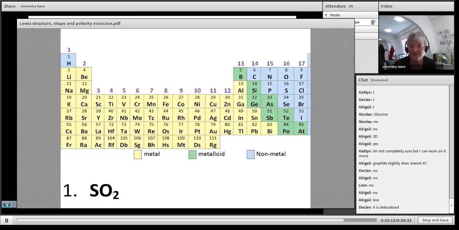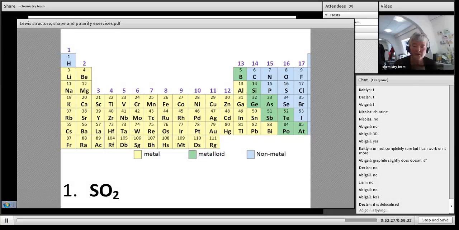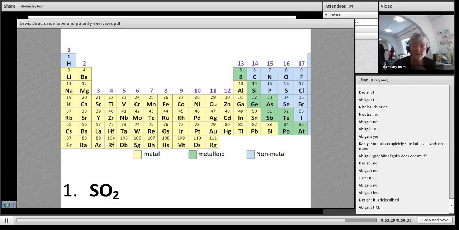So one is non-polar, H2 gas, the other one is polar, HCl. Which one will have the highest boiling point? Does anybody want to have a go? HCl, because it's polar, it's got a bigger molecular dipole. Right, so I think we'll just leave that there.